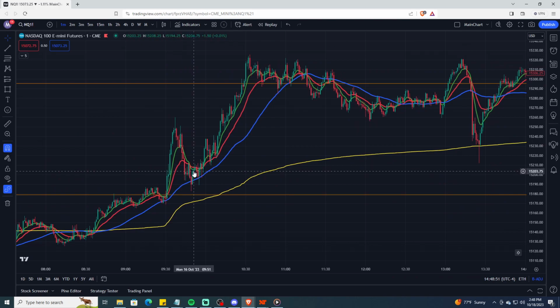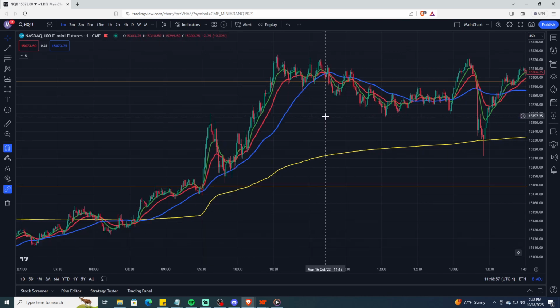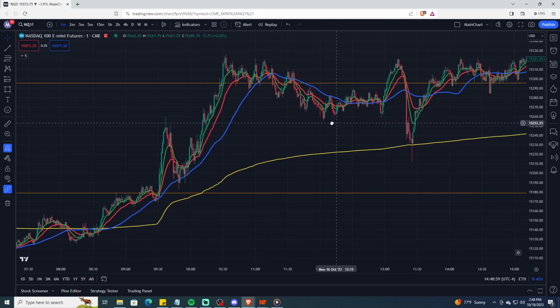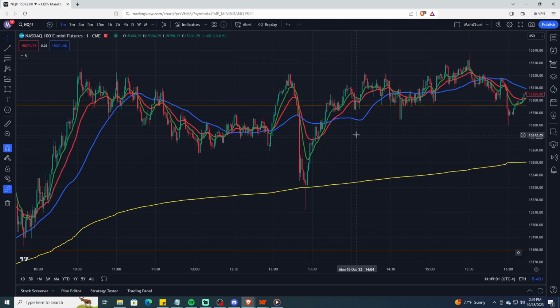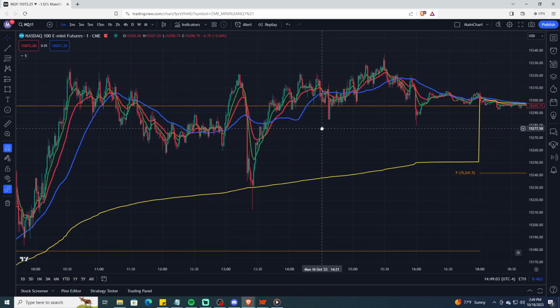Or you can hold it as long as we hold VWAP or something like that. You can hold it till the pivot. It's really up to you. Me personally, I am looking for my 10 points and I am running. So that is it in a nutshell.